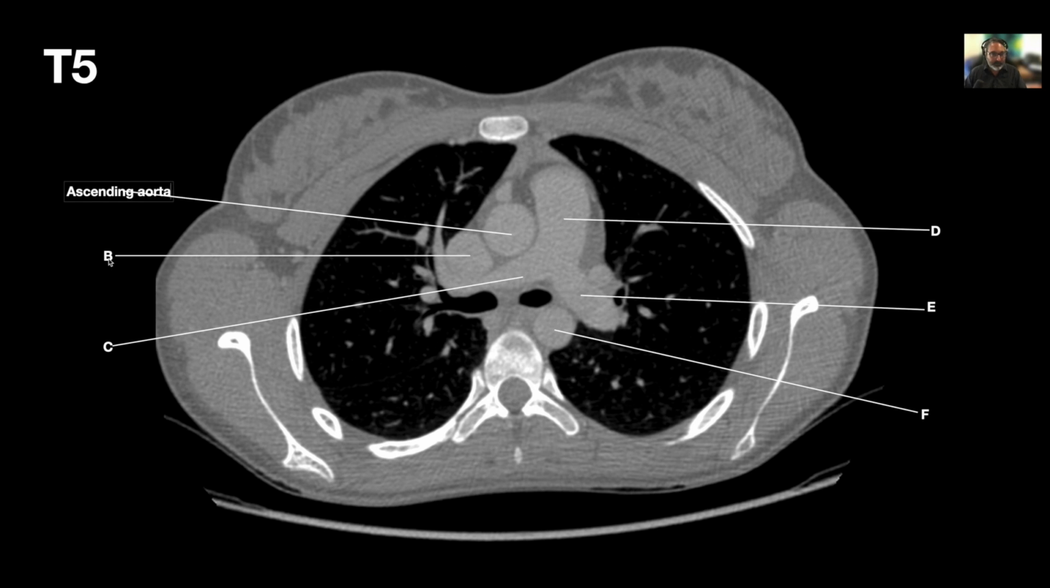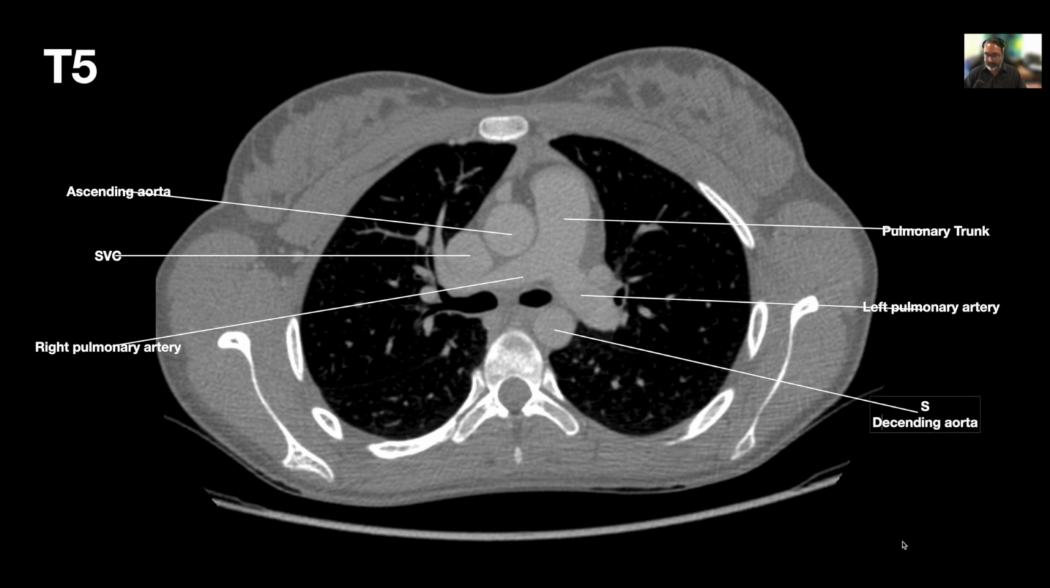B would be the SVC. Yes, correct. C would be the right pulmonary artery. Correct. D would be the pulmonary artery. Yep, correct. E would be the left pulmonary artery. Correct. And F would be the descending aorta. Correct. That is correct. Good job.